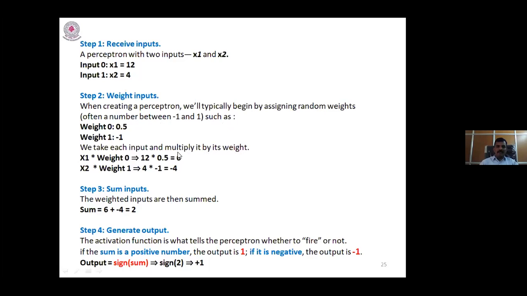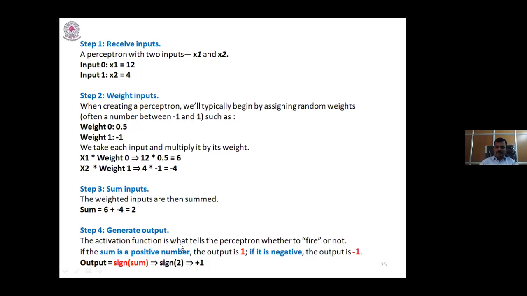When I multiply the x1 value and the x2 value with the weights, finally what value am I getting? x1 multiplied by weight 0 gives 6, and x2 multiplied by weight 1 gives -4. These are the inputs now for the neuron. The weighted inputs are then summed: 6 - 4, so finally 2. Then the generate output function.